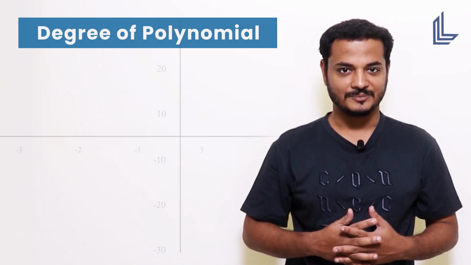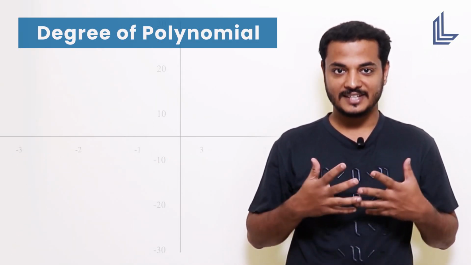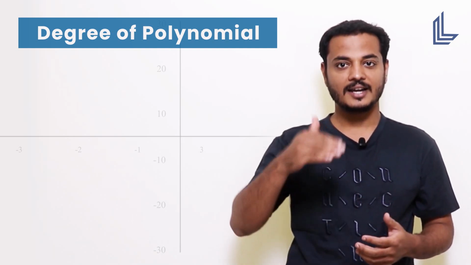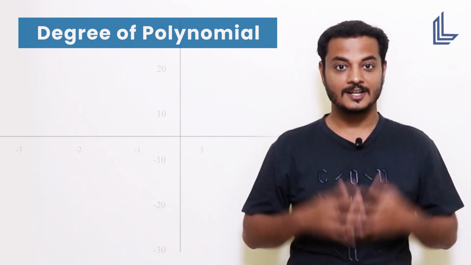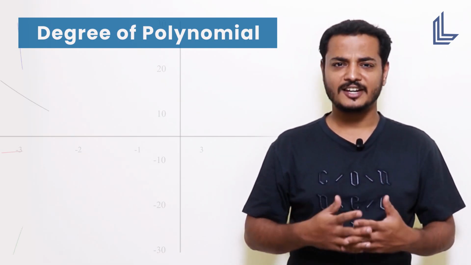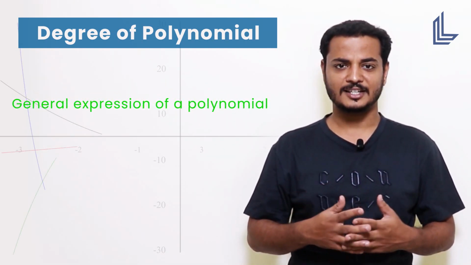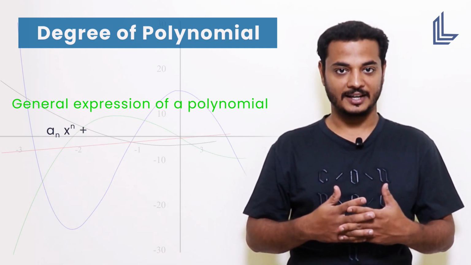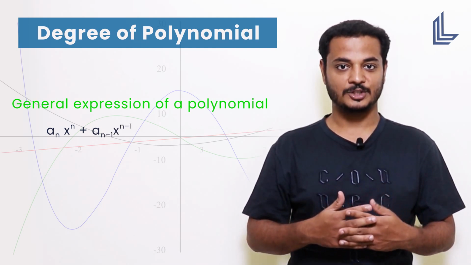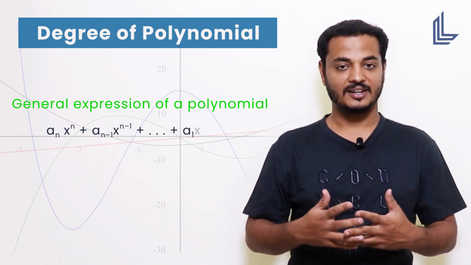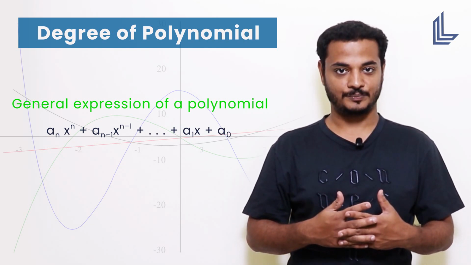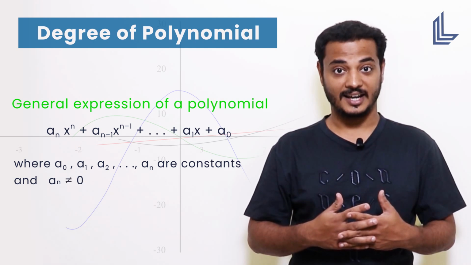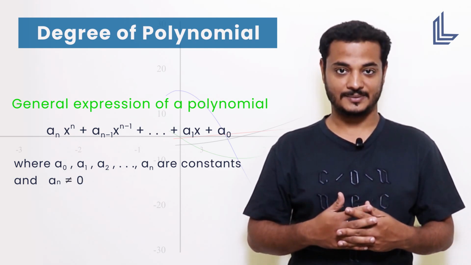So what does all this mean? It means that as we increase the powers of x in an expression, we get higher and higher degree polynomials. Now we can write the general expression for any polynomial in single variable x of degree n as a_n x to the power n plus a_(n-1) x to the power n minus 1 plus etc., a_1 x plus a_0, where a_0, a_1, a_2, etc., a_n are constants.